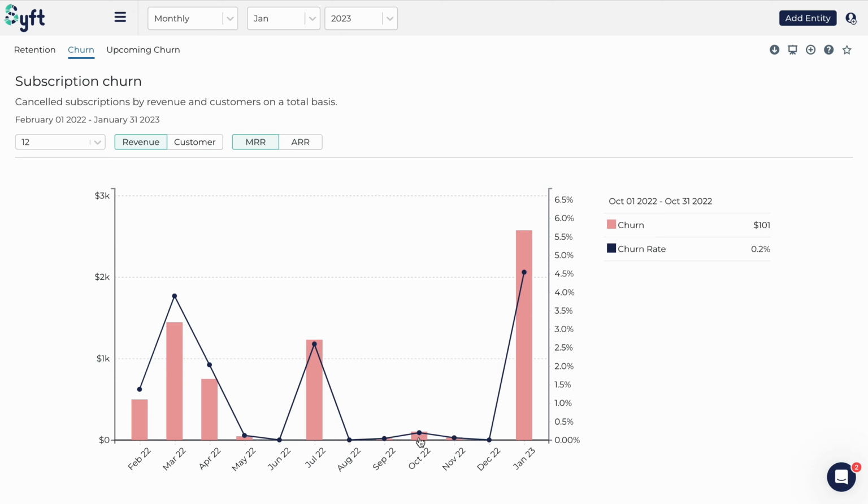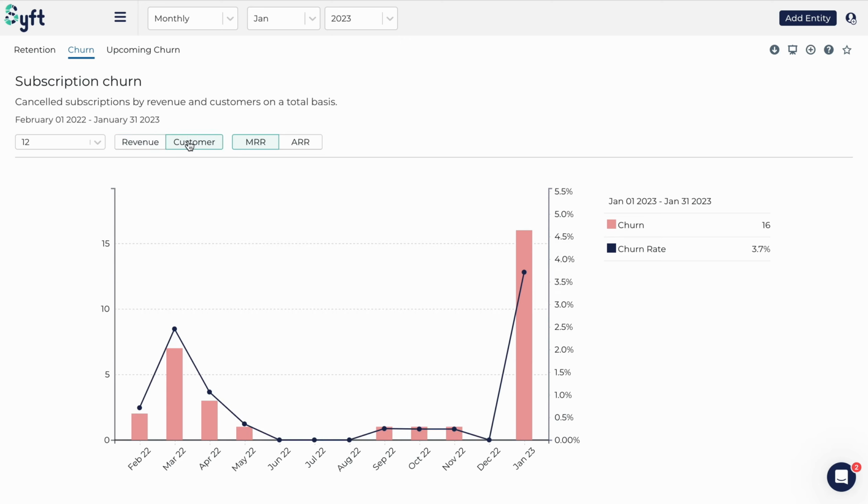As I mentioned, we can look at it in terms of revenue or the number of customers. So revenue will consider more expensive products or plans, whereas when we look at customers, it will just tell us how many customers we've lost. So it's really useful to look at both of these, because over here we now have a churn rate of 3.7% as compared to say 0.3% in terms of customers.